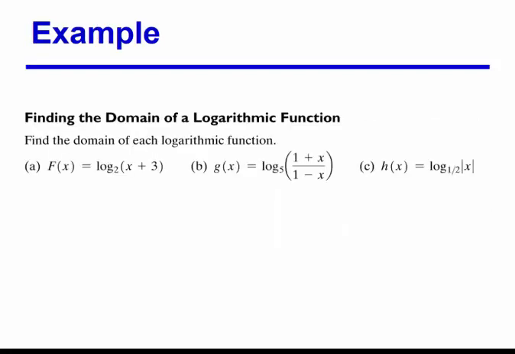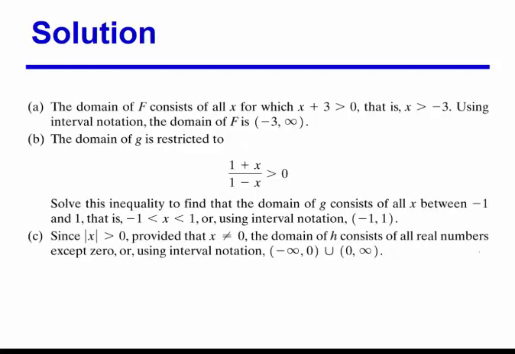For b, we have log base 5 of 1 plus x over 1 minus x. So the domain of g is restricted to values that are greater than 0. So we're going to solve this inequality to find the domain of g, which consists of all x between negative 1 and 1. And so therefore x is between negative 1 and 1. Using interval notation, it's negative 1, 1.